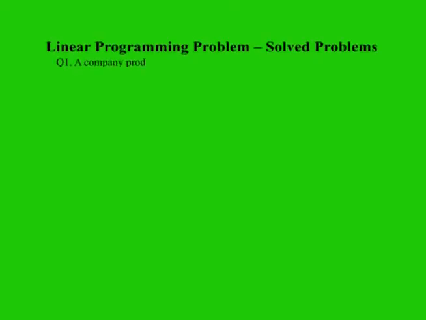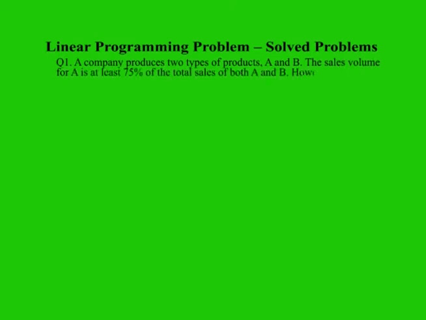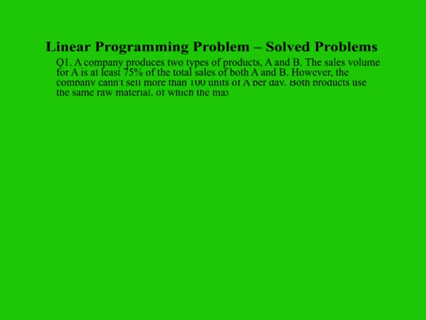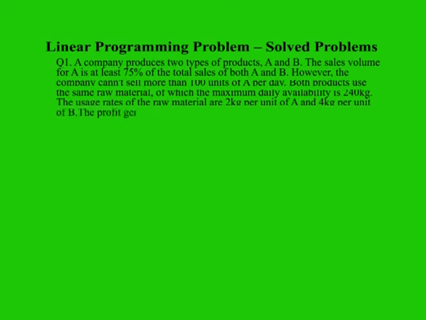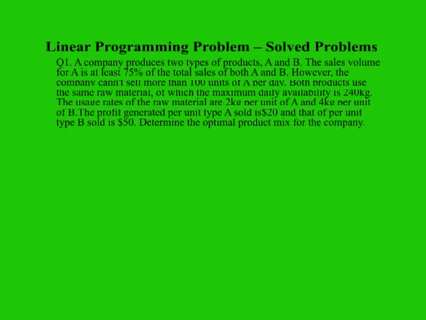A company produces two types of products, A and B. The volume of unit A sold is at least 75% of the total sales of both A and B. The company can't sell more than 100 units of type A. Both products use the same raw material, of which a maximum daily availability is 240 kg. The usage rates of raw material are 2 kg per unit of A and 4 kg per unit of B. The profit generated per unit of A sold is $20 and that of per unit B sold is $50. Determine the optimal product mix for the company.